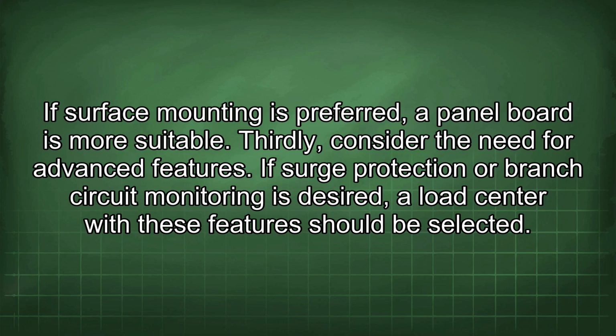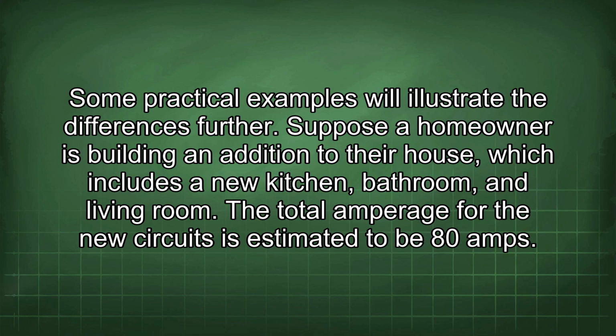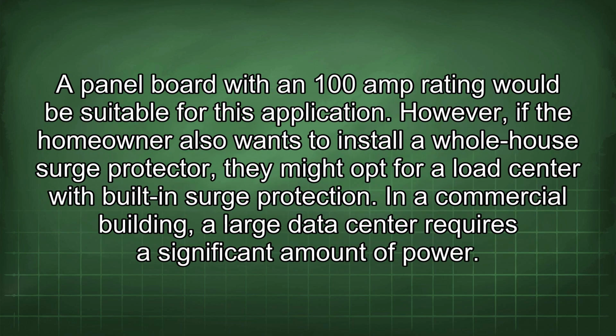Thirdly, consider the need for advanced features. If surge protection or branch circuit monitoring is desired, a load center with these features should be selected. Some practical examples will illustrate the differences further. Suppose a homeowner is building an addition to their house, which includes a new kitchen, bathroom, and living room. The total amperage for the new circuits is estimated to be 80 amps. A panel board with a 100 amp rating would be suitable for this application.